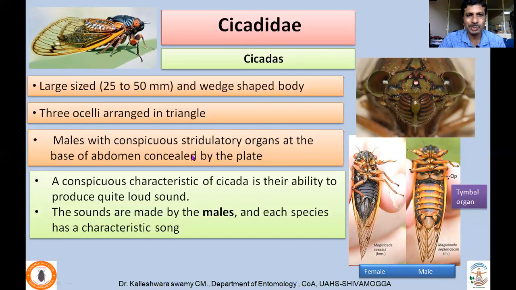The male has conspicuous stridulatory organs, sound producing organs, at the base of the abdomen. You can see the difference between male and female. The male possesses these timbal organs on the first abdominal segment, and with the help of that they make sound. Only males can make the sound. A conspicuous character of cicadas is their ability to produce quite loud sound. Only males produce sound, which attracts the female for mating, so it has courtship importance. In fact, the sound production is different from species to species. An experienced researcher can identify a species depending on the sound it produces.